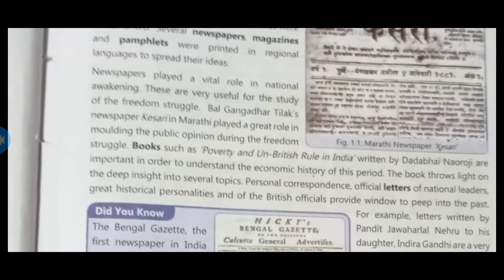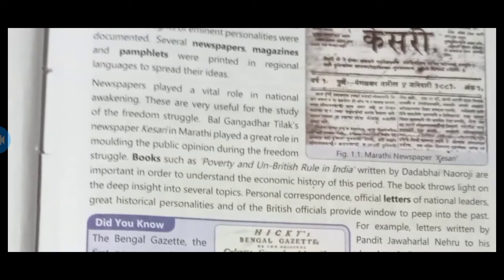Because today also, the information about the world we get is due to the newspaper only, because the surrounding information is documented and printed in the newspaper. So these were very useful to study the freedom struggle. Bal Gangadhar Tilak's newspaper Kesari in Marathi played a great role in molding public opinion during the freedom struggle. So there was the first newspaper which was printed by Bal Gangadhar Tilak, which was named Kesari.